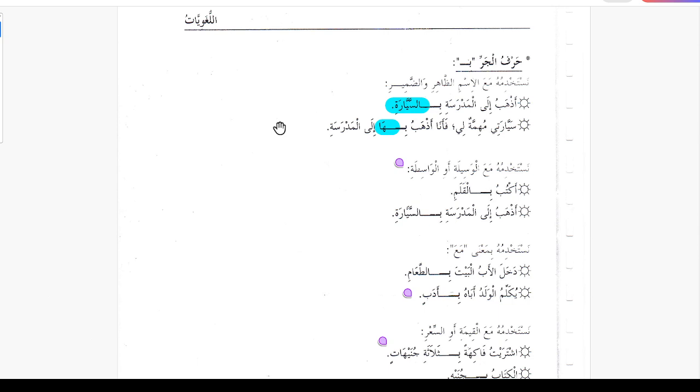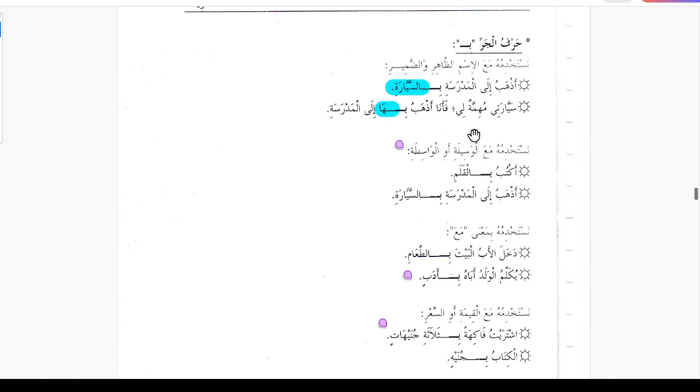Al-Lughawiyyat, the linguistics. Something about harf al-jarr, ba. We use this harf jar with the apparent ism and the pronoun, like we see in this example. Azhabu ilal madrasati bis sayyarati, I go to the school by car. So sayyarati is an ism zahir.